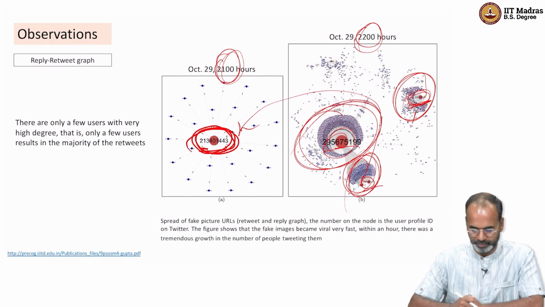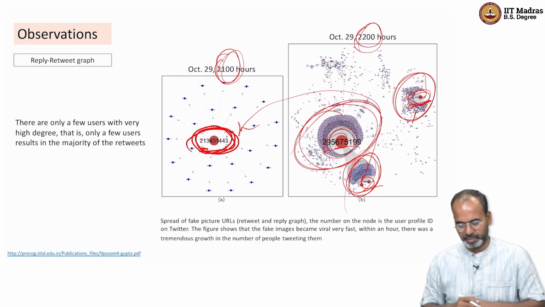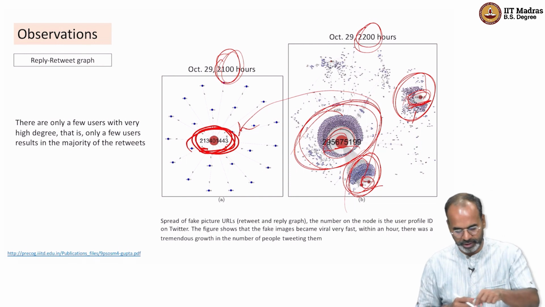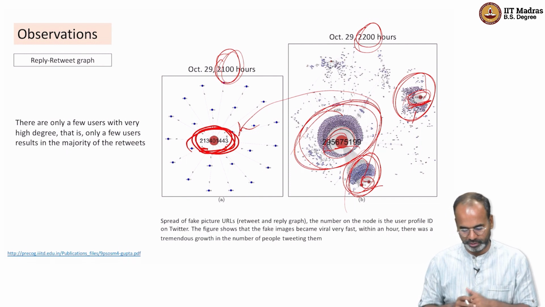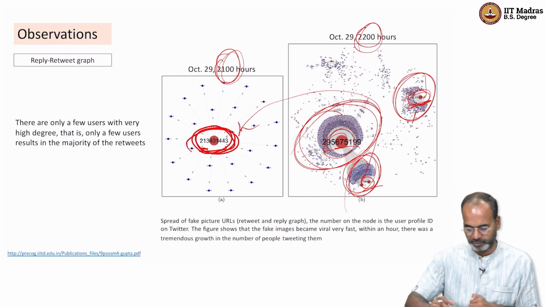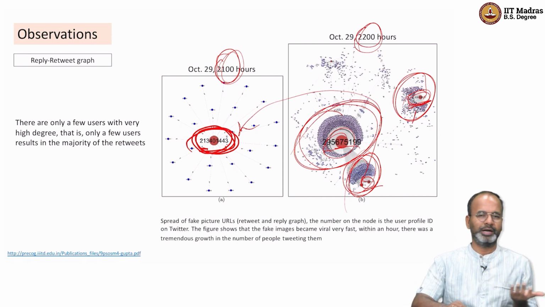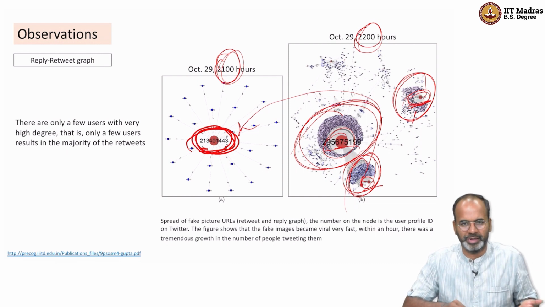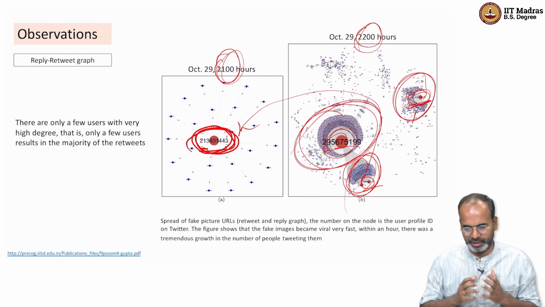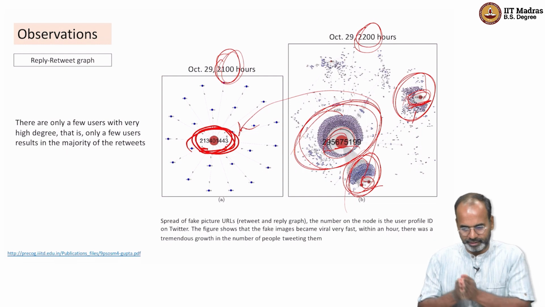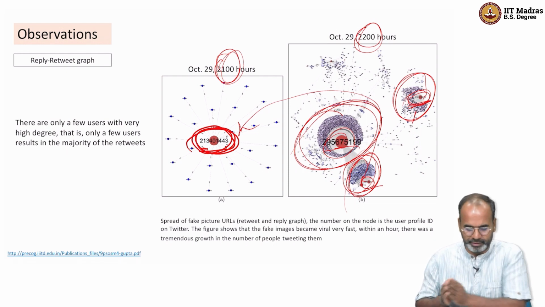Spread of fake picture URLs, the number of nodes, the user ID of the Twitter. The figure shows that the fake images became viral very fast, because at 21 to 22 hours there's a huge chunk of content that was created or retweeted within an hour. There was tremendous growth in the number of people tweeting it. It all depends on the content. I think it depends on the event, a particular content in the event.